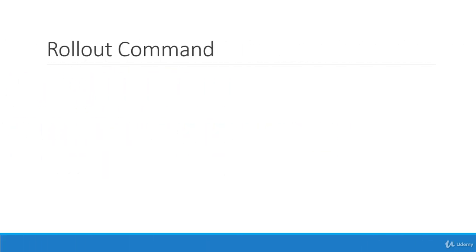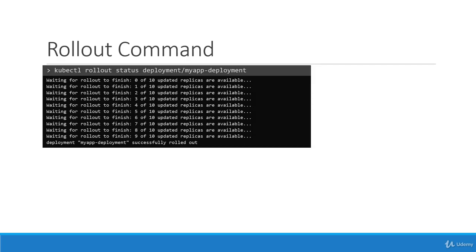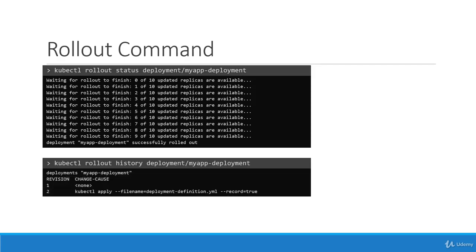You can see the status of your rollout by running the command kubectl rollout status followed by the name of the deployment. To see the revisions and history of rollout, run the kubectl rollout history command followed by the deployment name, and this will show you the revisions and history of our deployment.